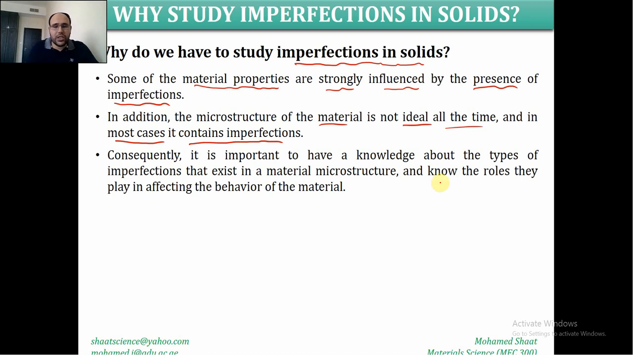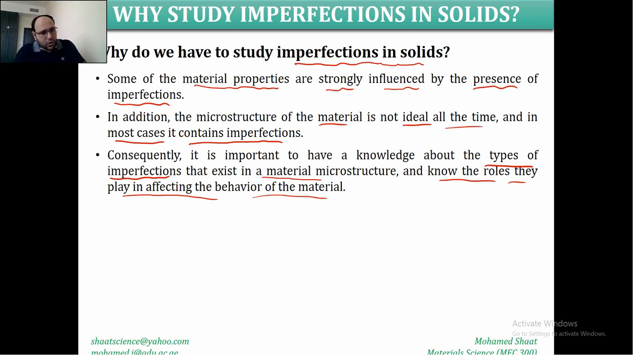So consequently, it is important to have knowledge about the types of imperfections. What are the general types of imperfection that would be formed inside the material structure, that would exist in a material microstructure, and to know the roles that they play in affecting the behavior of the material or the properties, how the material properties could be related to these imperfections. Again, this is the objective and the importance of this chapter.